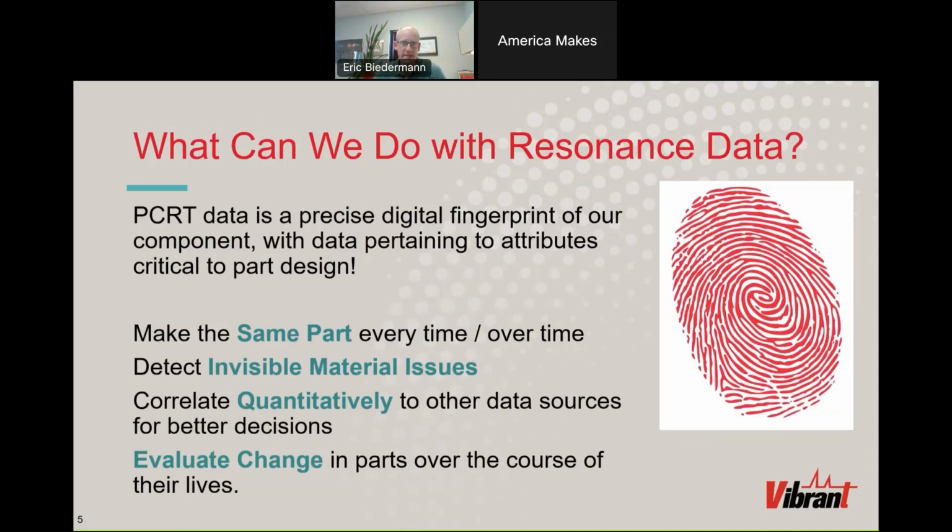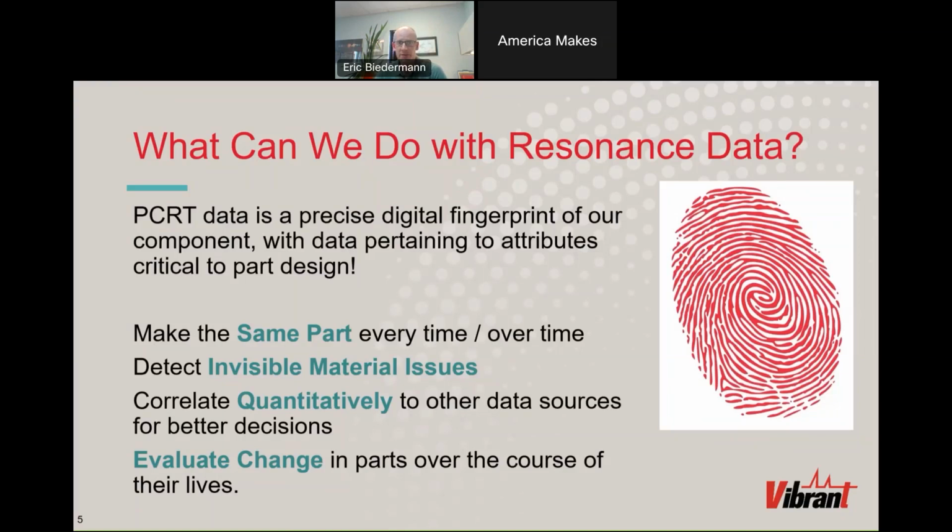And since we're a highly quantitative method, we can do a lot of work to correlate quantitatively to other sources of data, whether that's information on your feedstock material, on your build process parameters, on post-processing information, on other NDT methods, mechanical testing. Those are all things that we can correlate resonance data to and create this sort of data fusion approach where we mash lots of different types of data together, and resonance can be a significant component of that.